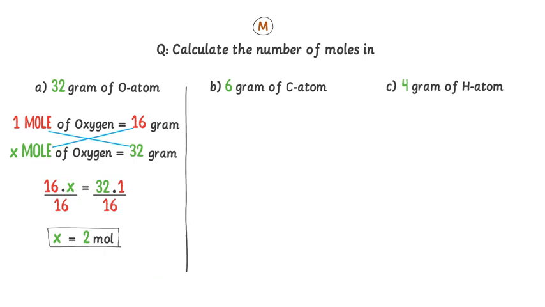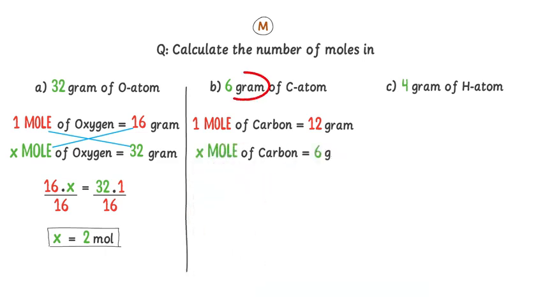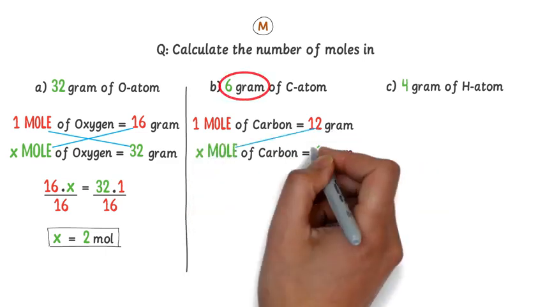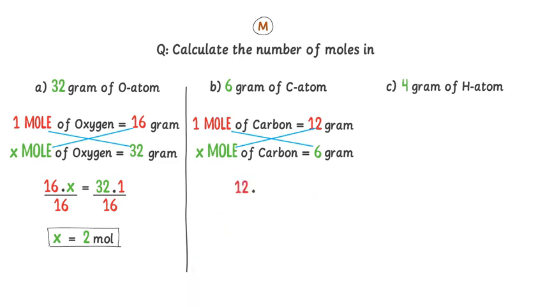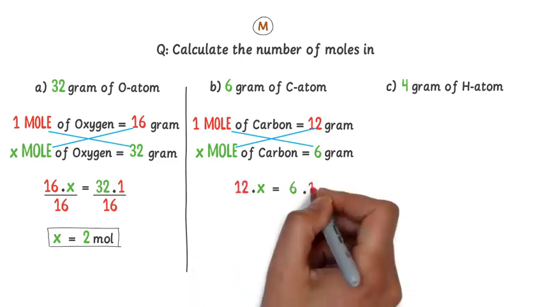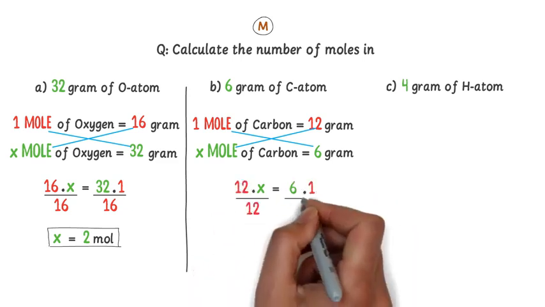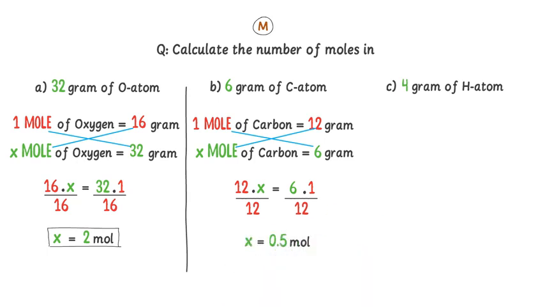Secondly, in case of carbon, 1 mole of carbon atom is equal to 12 grams. Let X moles be there in 6 gram of carbon. Now cross multiply them. I get 12 into X is equal to 6 into 1. Dividing both sides by 12, I get X is equal to 0.5 moles. So there are 0.5 moles present in 6 gram of carbon.